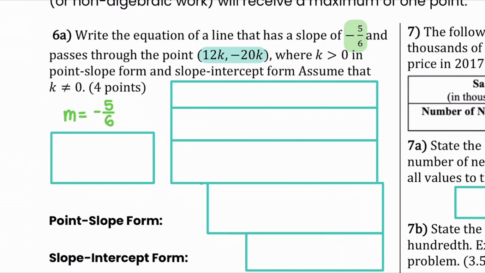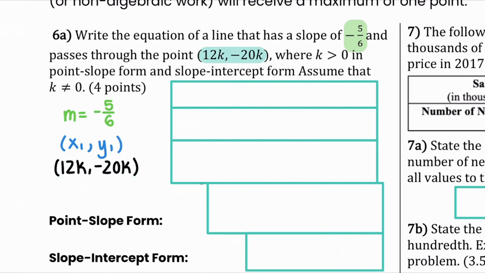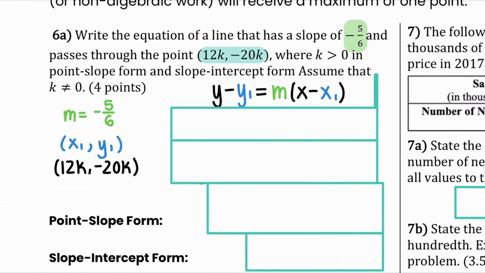Okay, so let's identify what we know. We know the slope, or in other words m, is negative 5 over 6, and we have some point, (12k, -20k). With these two pieces of information, that should scream to you, let's start off with point slope form because it's in the name itself. If you forget what point slope form is, just remember that it's literally the slope formula in disguise, and just cross multiply the values. So we should have y minus y sub 1 equals m times x minus x sub 1.